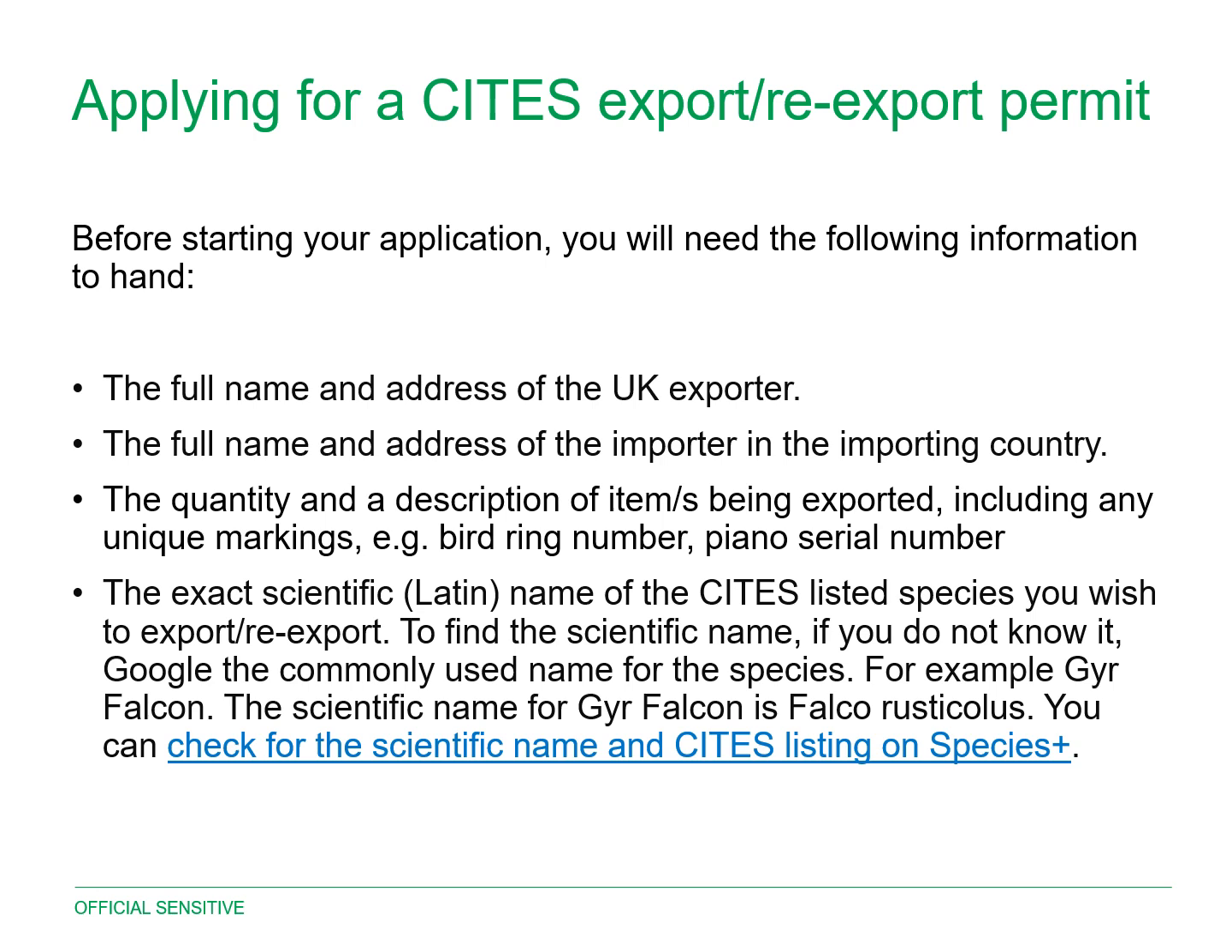To find the scientific name, if you do not know it, you can do an internet search using the commonly used name for the species. For example, Gyrfalcon. The scientific name for Gyrfalcon is Falco rusticolus. You can also check for the scientific name and CITES listing on the Species Plus website.